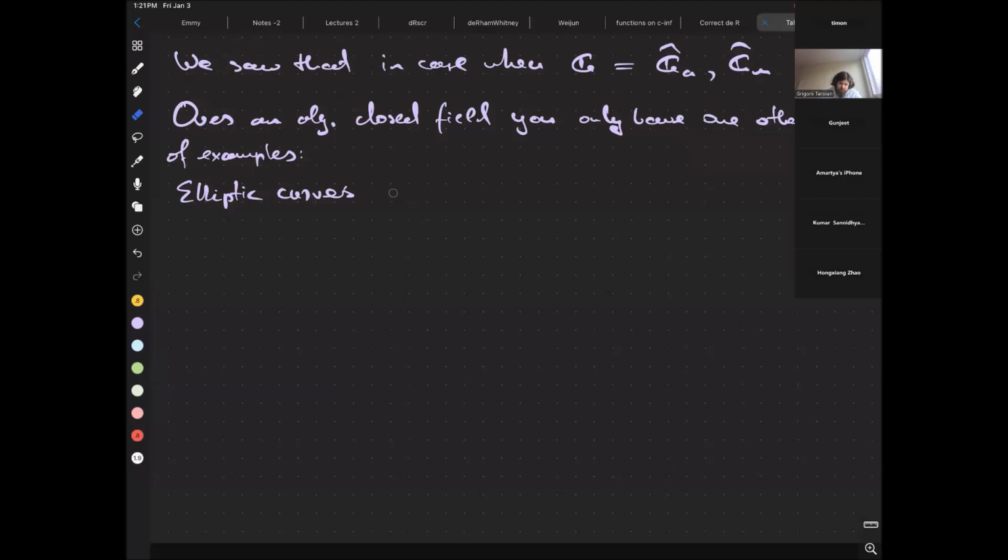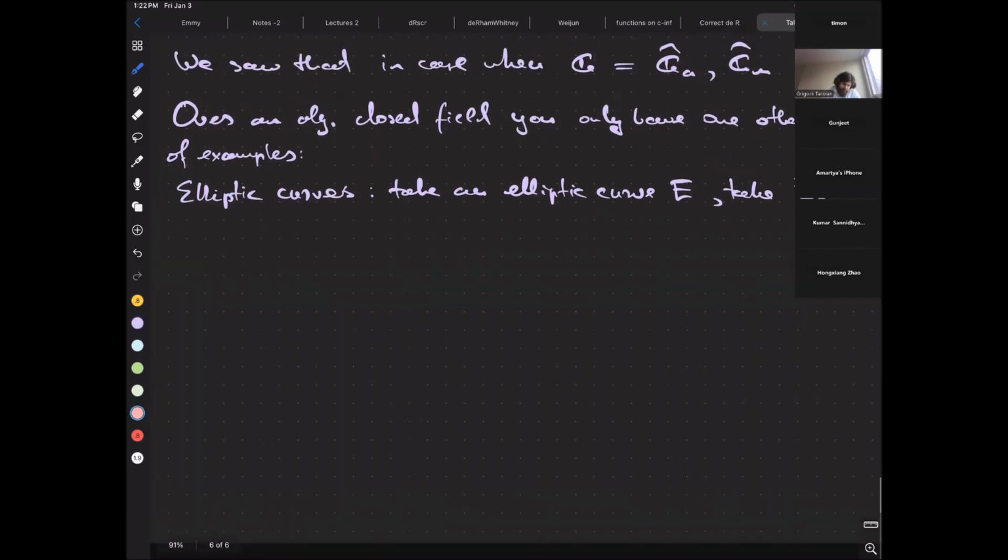So in principle, you can take an elliptic curve E, take the completion of this elliptic curve at the identity section, and you get some sort of formal group, and you can get a cohomology theory that way.